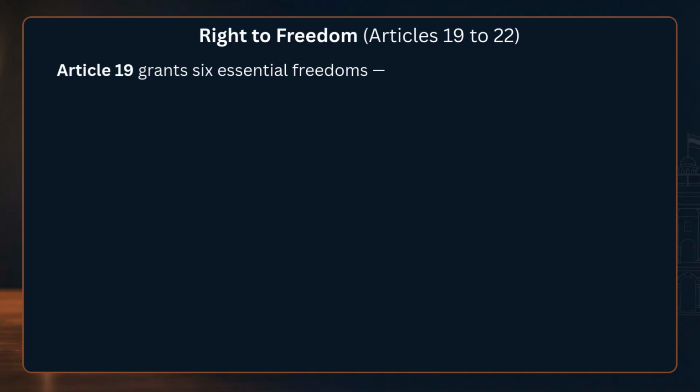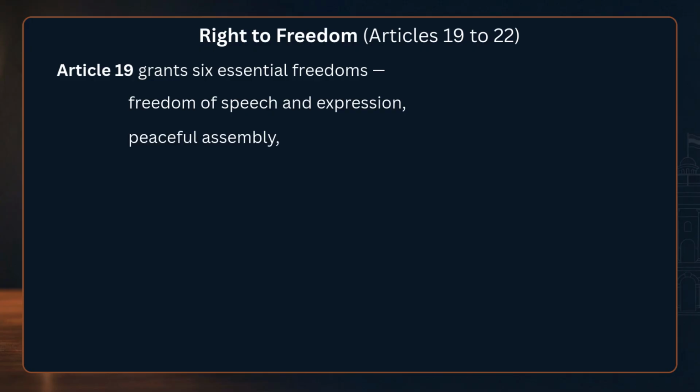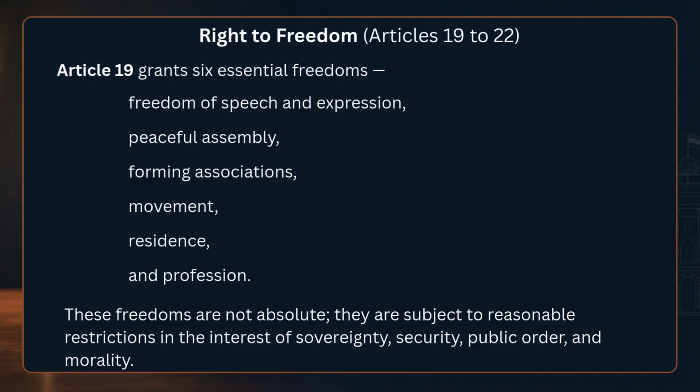Article 19 grants 6 essential freedoms: freedom of speech and expression, peaceful assembly, forming associations, movement, residence, and profession. These freedoms are not absolute. They are subject to reasonable restrictions in the interest of sovereignty, security, public order, and morality.